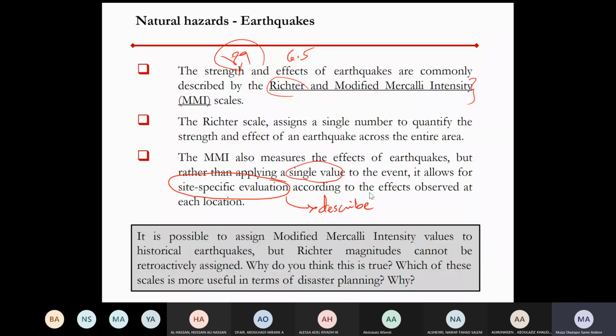So let's think about this. Is it possible to assign MMI values to historical earthquakes? Historical earthquakes means probably at a time where there were no measuring instruments, no seismic instruments to measure the magnitude of ground shaking. So it is possible to use MMI to describe those earthquakes that happened historically. But what about the Richter magnitudes? They cannot be retroactively assigned.